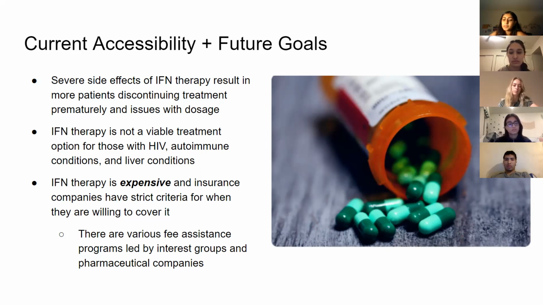A third issue with accessibility is that treatment can be very expensive for those who do not have health insurance. So this includes a lot of young adults and those who are unemployed. Also, insurance providers often do not cover the entire cost of treatment unless patients meet certain criteria, which excludes a lot of patients. But we are working towards a more accessible future for hepatitis C treatment through different fee assistance programs led by different interest groups and pharmaceutical companies, and also a more diverse array of alternative treatments for hepatitis C, as we mentioned earlier.